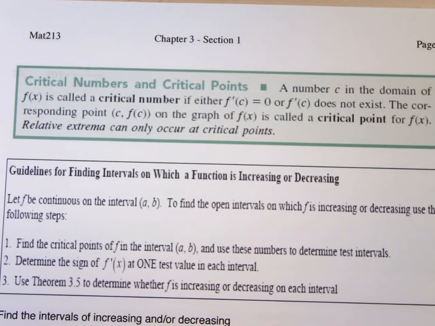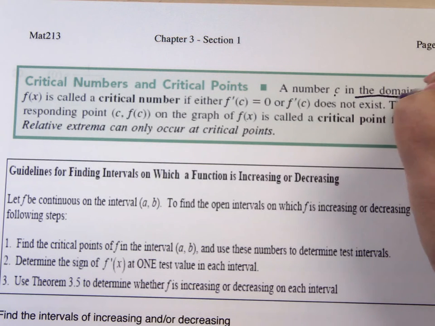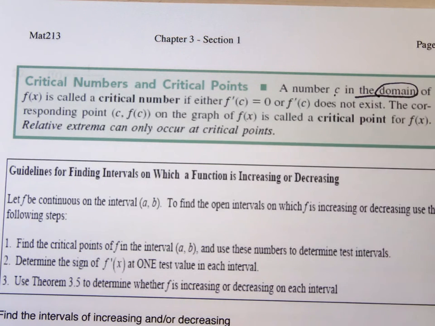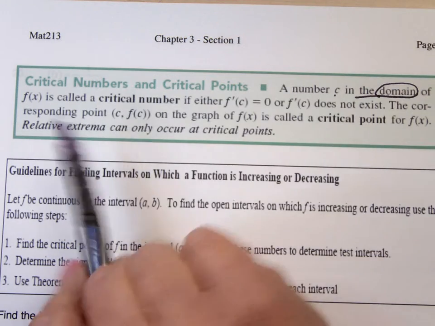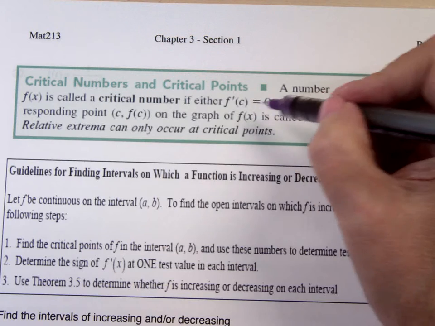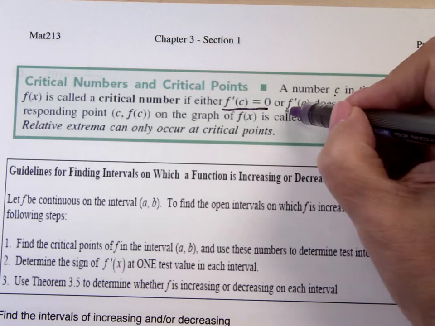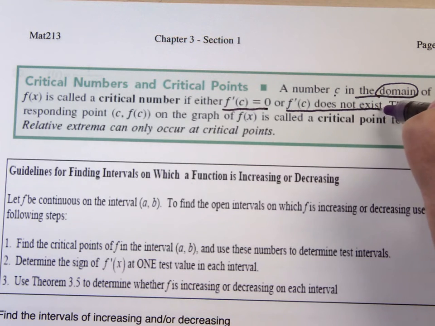Critical numbers and critical points. A number c, and this is important, in the domain of f of x is called a critical number if either f prime of c equals 0, the derivative is 0, or f prime of c does not exist.